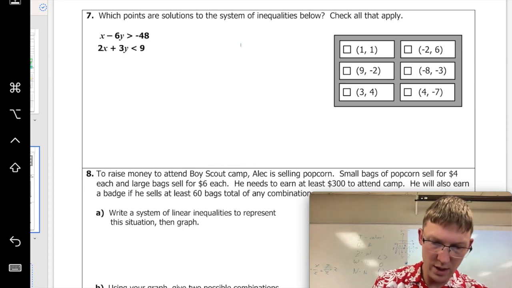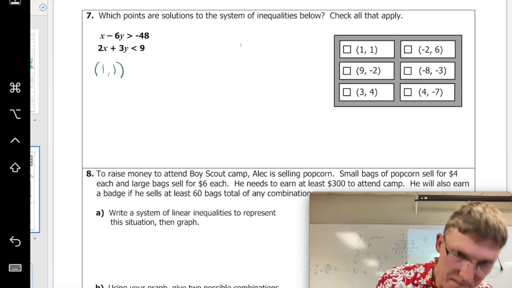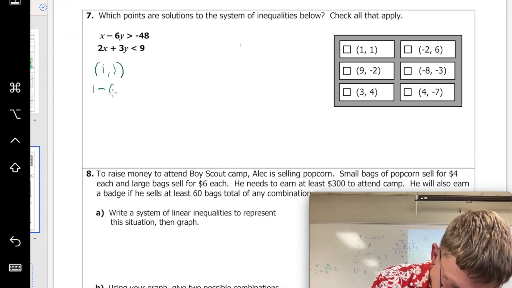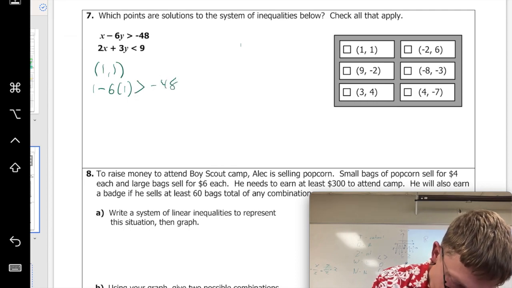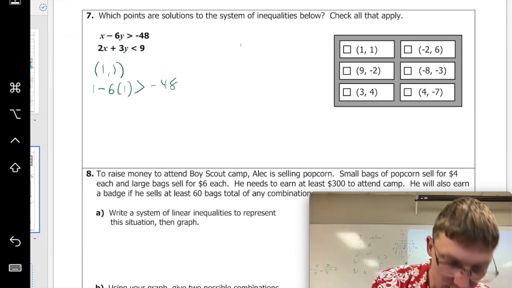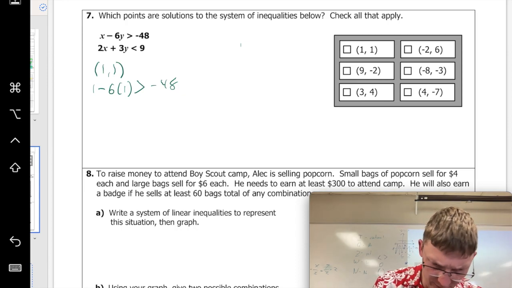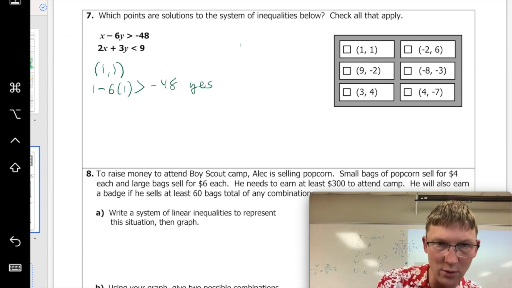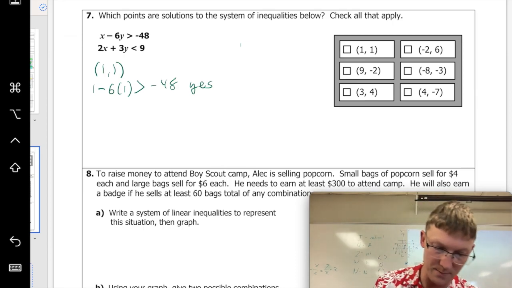So we will start with 1, 1. When I plug it into that first equation, we get 1 minus 6 times 1 greater than or equal to, or greater than -48. Pretty sure that's going to be yes, but whatever. So the left side is going to equal -5. So yes, -5 is greater than -48, because again, I would rather be $5 in debt as opposed to $48 in debt.